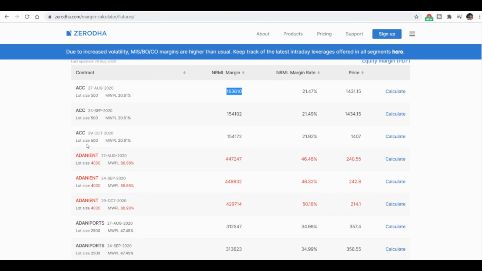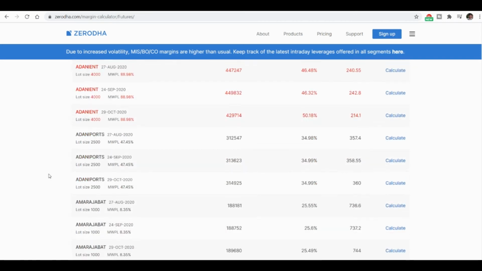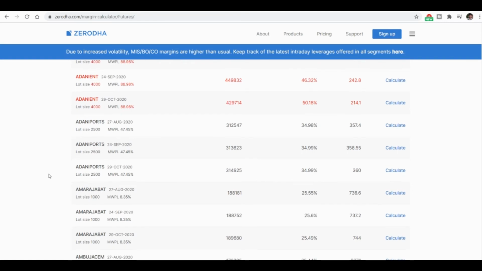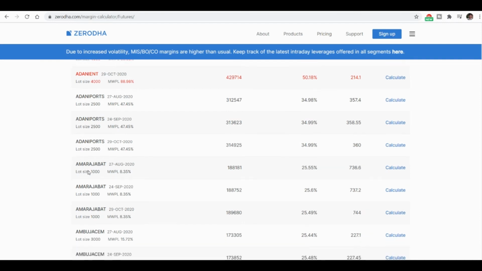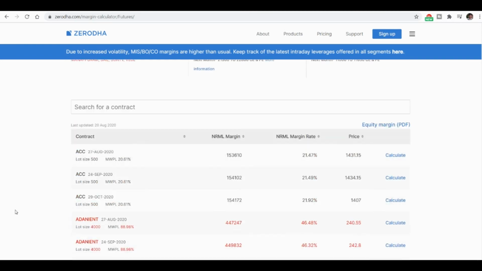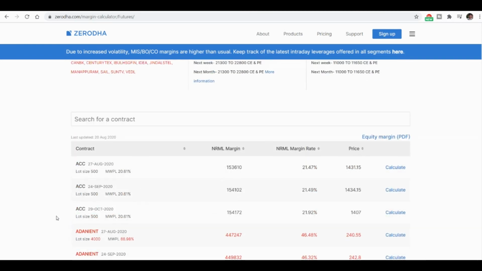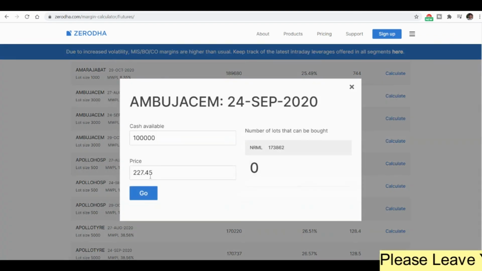Some of the stocks are banned today, they are currently banned, but it will come back again. You can see the MWPL limit, market wide position limit. If it crosses around 80%, more than 80%, it will come under ban. So you can actually take the stocks before that. Amara Raja Batteries, we have 1000 lot size, and then our margins this side, and price. So everything will be there. You can just enter how much money you have, the price, and it will show the number of lots that you can buy in NRML.